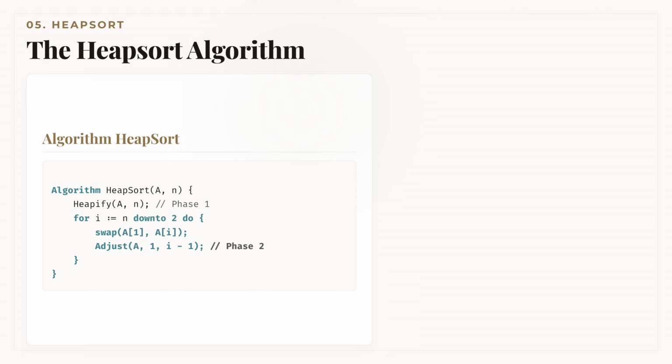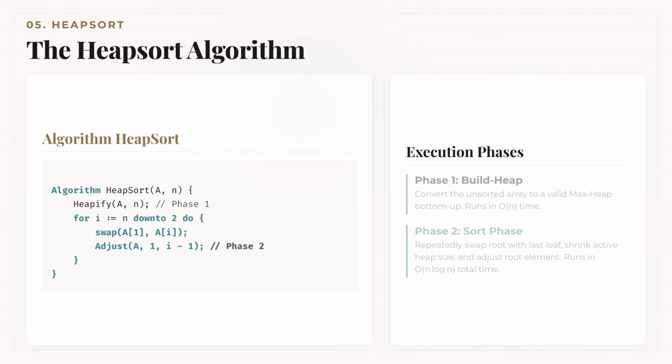Now let us discuss Heapsort. Heapsort is an in-place sorting algorithm that uses the Max-Heap structure to sort an array. First, we convert the unsorted array into a Max-Heap using bottom-up heapification in linear time. The maximum element is now at index 1. We swap the root with the last element of the heap, reduce the heap size by 1, and call the adjust procedure on the root to restore the heap property. We repeat this process of swapping the maximum element to the end and adjusting the remaining heap until only one element is left. The array is now sorted in non-decreasing order.